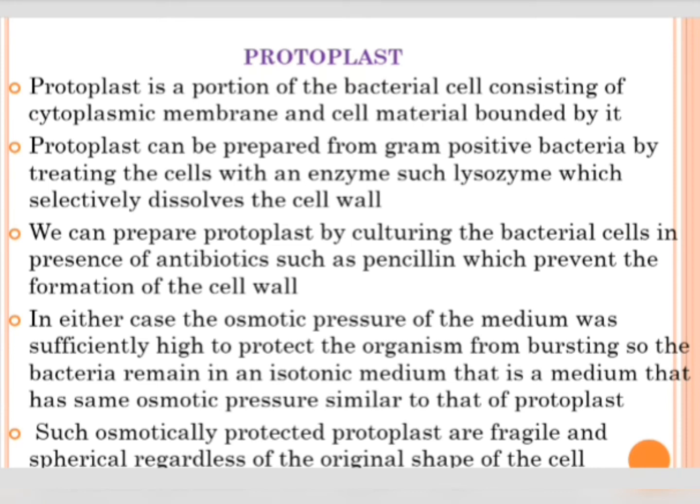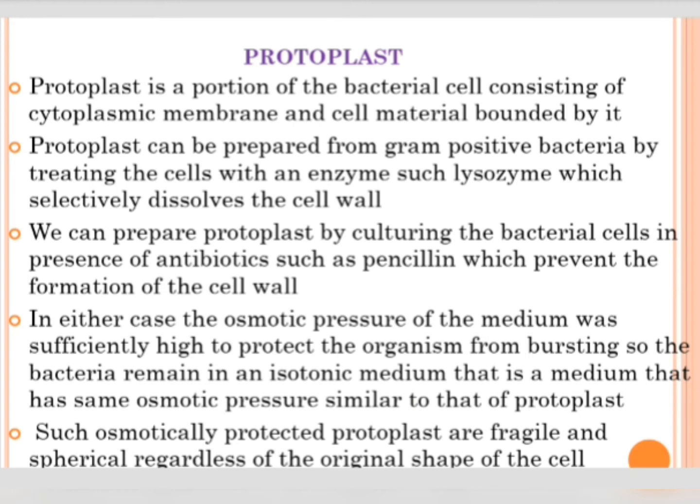Protoplast. Protoplast is actually the bacterial cell without, mainly the gram-positive bacterial cell without the cell wall. So protoplast is a portion of the bacterial cell. It consists of the cytoplasmic membrane and the cell material bounded by it. So the cytoplasmic membrane and the cytoplasm and other organelles or other components that are present in the cytoplasm form the protoplast. So no cell wall is there in protoplast.